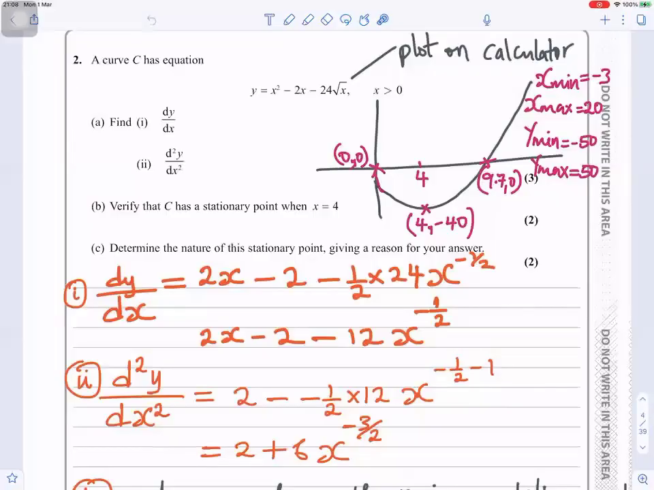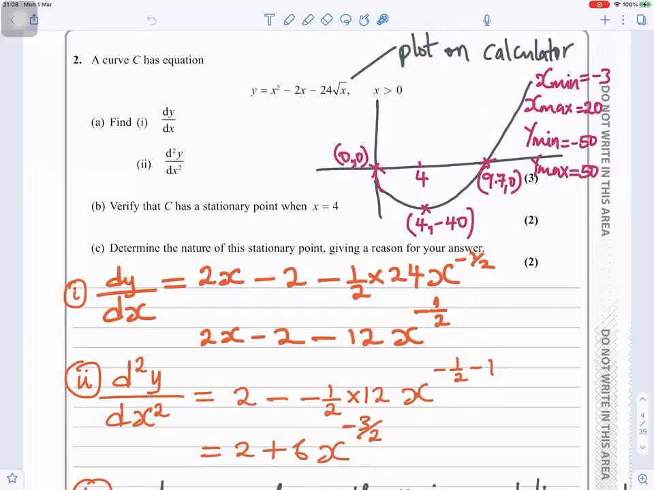Question number 2. A curve C has equation. Find dy over dx. Before you differentiate it, we are going to write square root of x as x to the half. So when you differentiate x squared, you get 2x. When you differentiate minus 2x, you get minus 2.